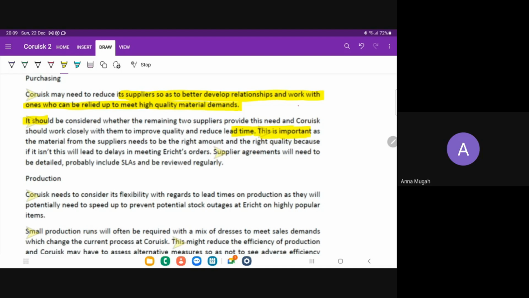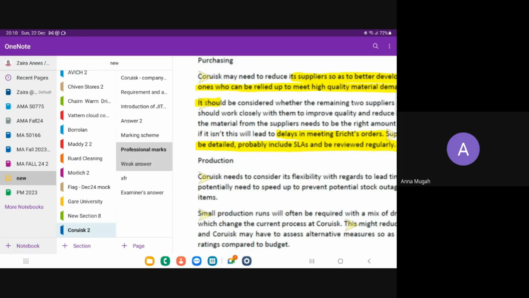Why is this a factor? Now he's explaining. This is important as material from the supplier needs to be the right amount at the right quality, because if it isn't, this will lead to delays in meeting its orders. Supplier agreements will need to be detailed, probably include an SLA, and be reviewed on a regular basis for what changes they are making, right? So the student has covered almost all points, but I think there should be more points added. But obviously, this is not the examiner's answer, this is a student's answer. But the examiner is considering this to be correct, reasonable. Now, what is a weak answer?